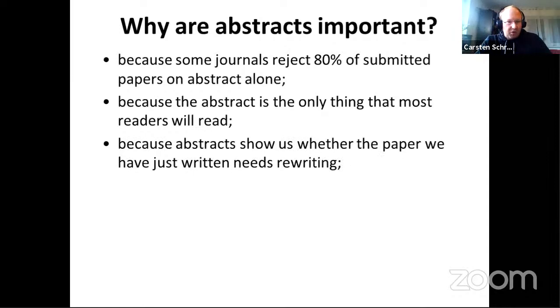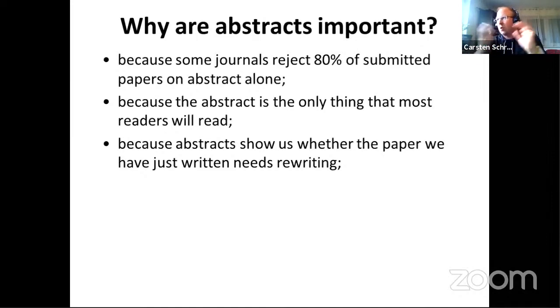Then third, because abstracts show us whether the paper we have just written needs rewriting, because if the paper we wrote is not clear, so we come to a confused abstract, it shows us the paper is not clear. And this is the reason why when a study is finished, I always prefer to write the abstract first, because in the abstract, one has to be clear, one has to be precise, what is the study about, and then it also helps one how to structure the entire manuscript.